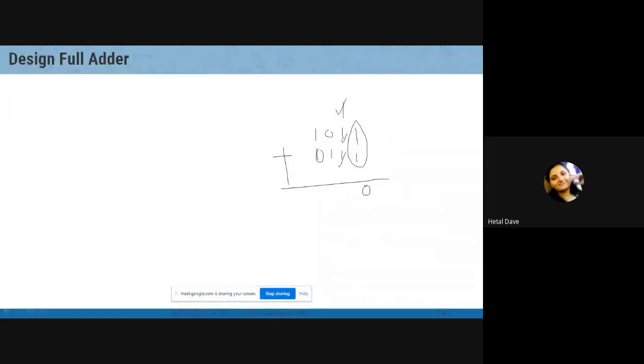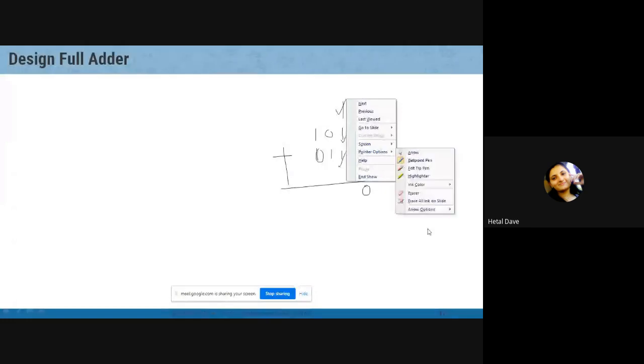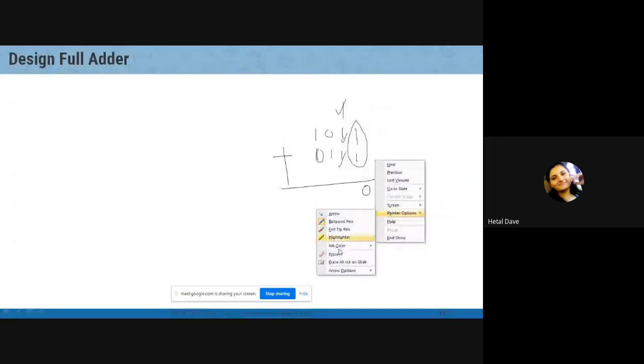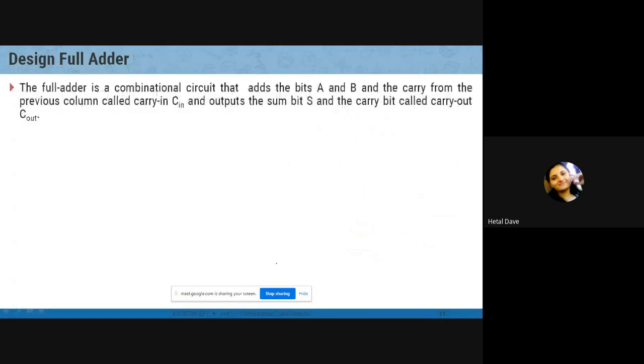So we can use full adder. Full adder can add 3 bits at a time. A, B, and C in. I hope you can understand now. A is actual number, B is actual number, and C in is what? It is the carry from previous summation. So from this, I can say 3 inputs and 2 outputs.